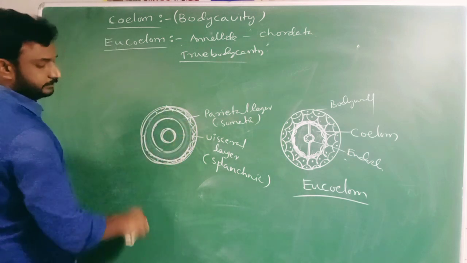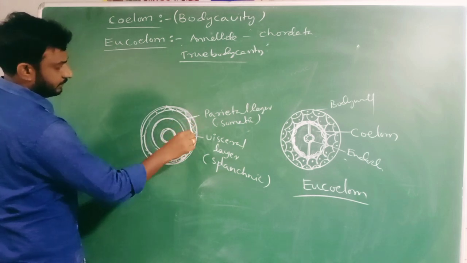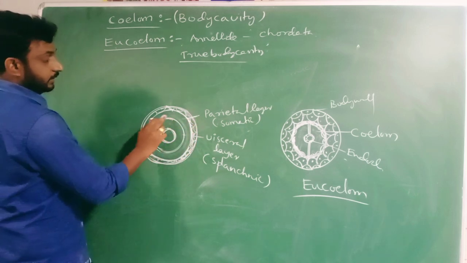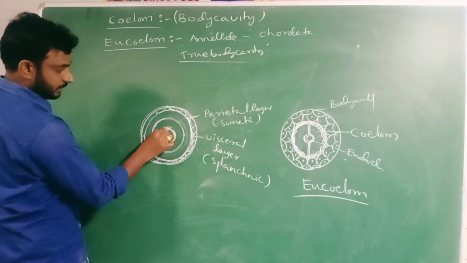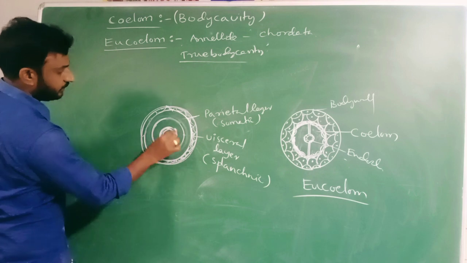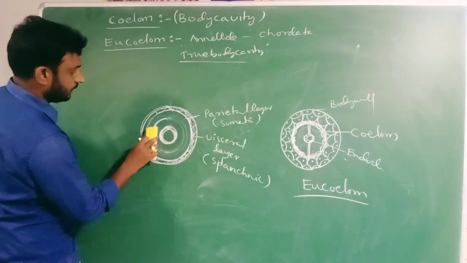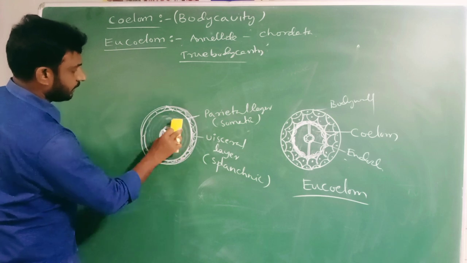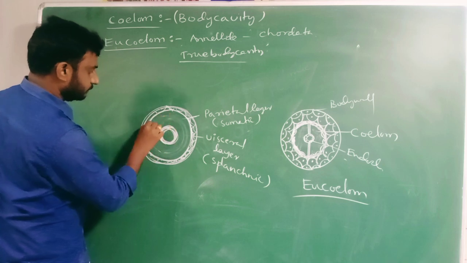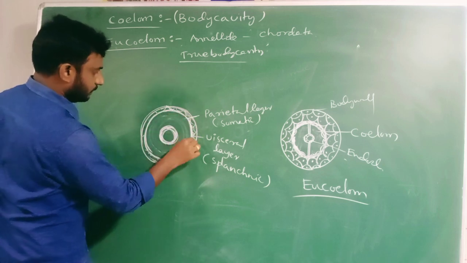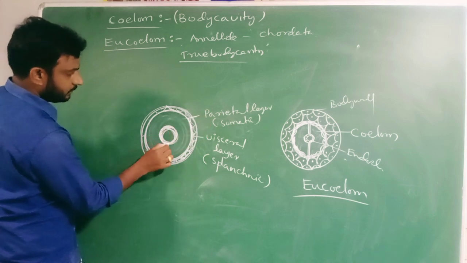Now it is called the parietal layer or somatic layer. Then the inner visceral layer moves towards the gut and covers the outer lining of the gut. So the inner lining of the body wall is covered by the parietal layer, and the outer lining of the gut is covered by the visceral layer.